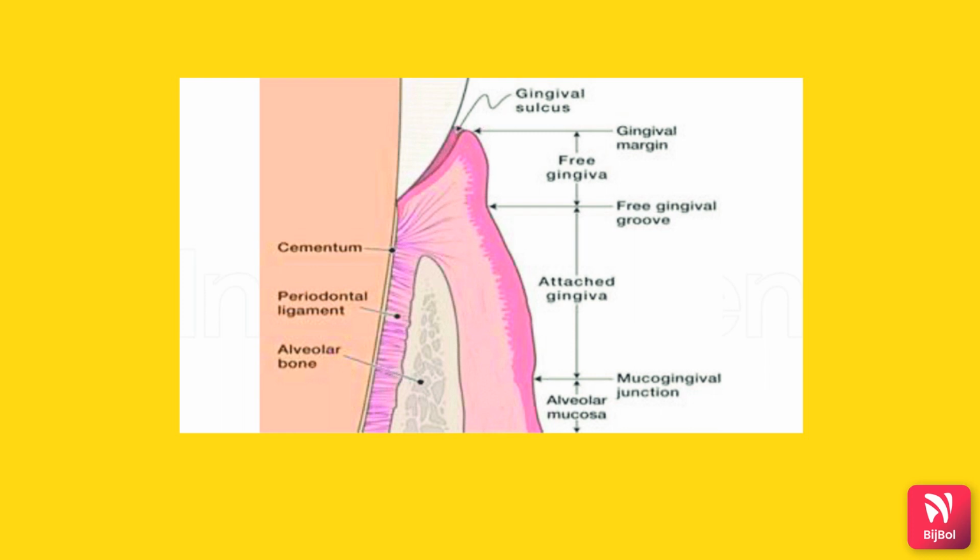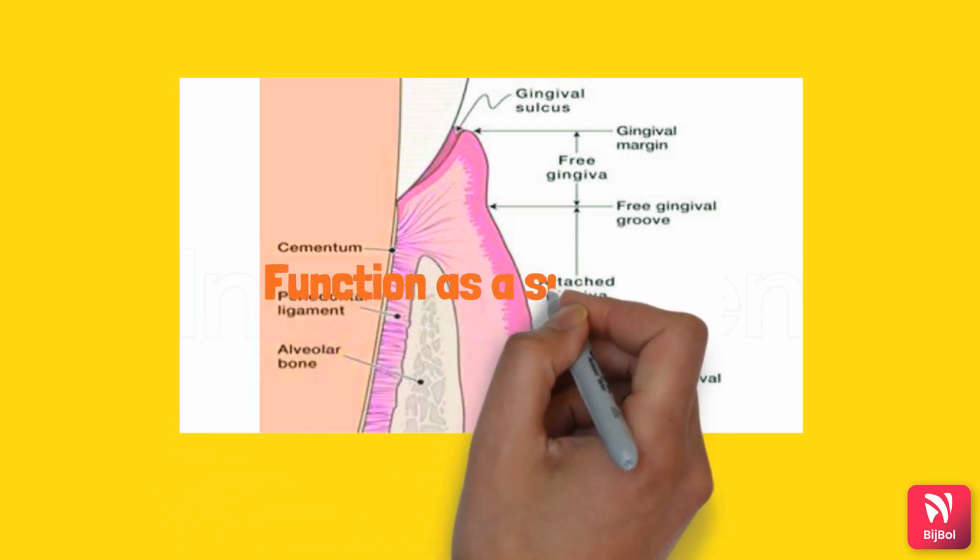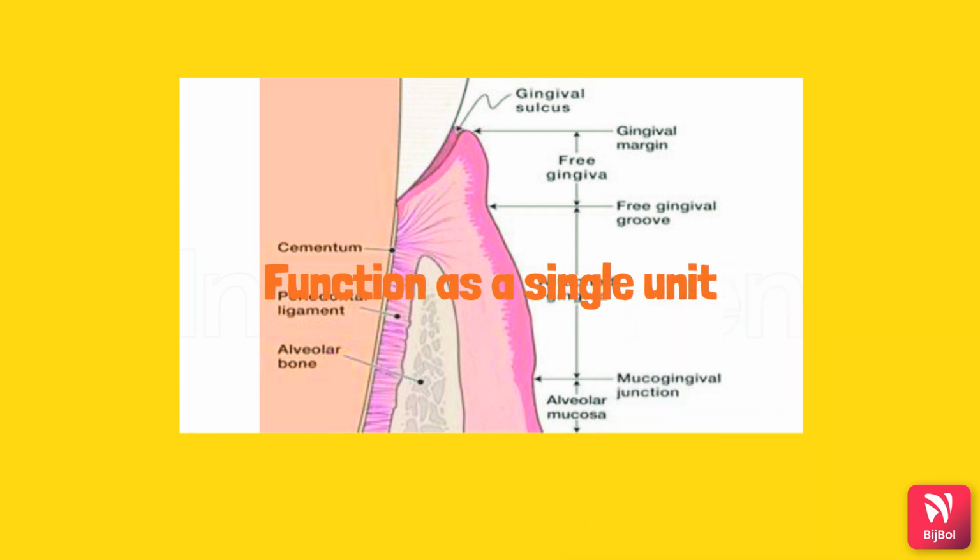Though they are different in their location, ultimately they function as a single unit and maintain the support for the teeth. And these components are so important that if one of the components gets affected, the other components also will get affected by it, thus hampering the maintenance, repair and regeneration of the periodontium.